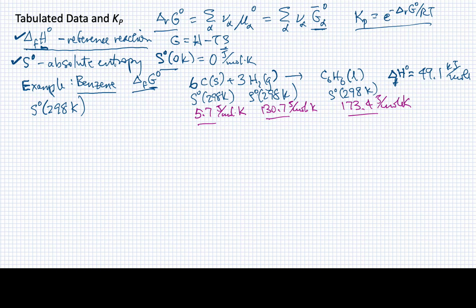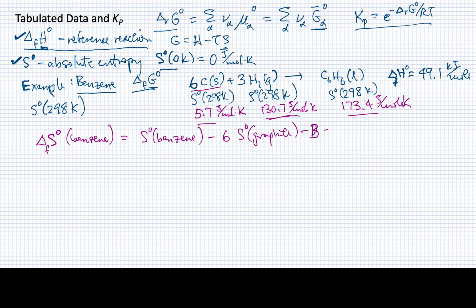reaction. I can do it the same way that I do it for enthalpy. So for example, the change of entropy for this reaction, we'll call it the entropy of formation for benzene, is simply going to be the absolute entropy of benzene. All of these are at 298 Kelvin, minus 6 times the absolute entropy for graphite, minus 3 times the absolute entropy for hydrogen gas.